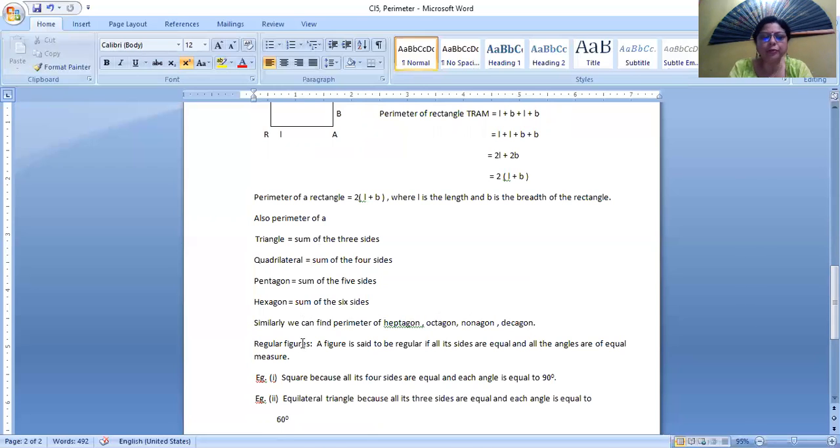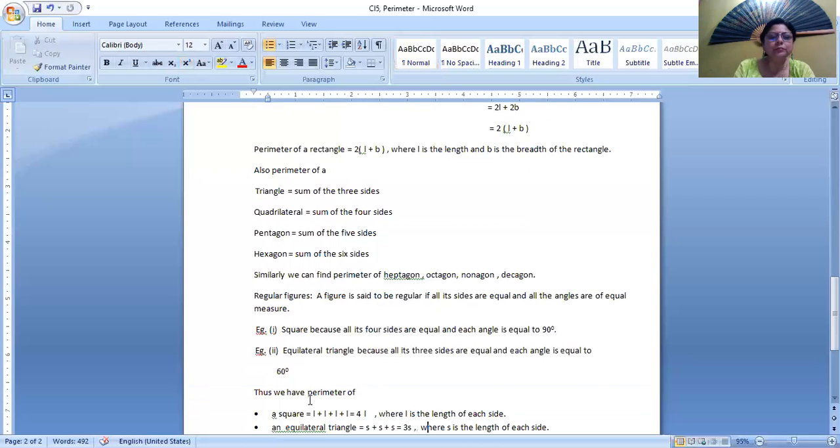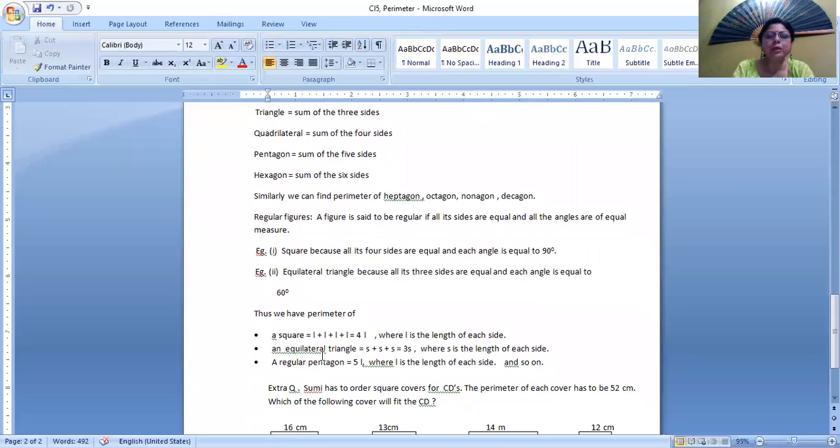Now we come to regular figures. This is an important topic in this case. A figure is said to be regular if all its sides are equal and all the angles are of equal measure. So square and equilateral triangle are regular figures, isn't it? Why are regular figures important in this case? Because the perimeter of a square is what? You have to add L 4 times, and that is equal to 4L. So directly multiplying by the number of sides, you get the perimeter.